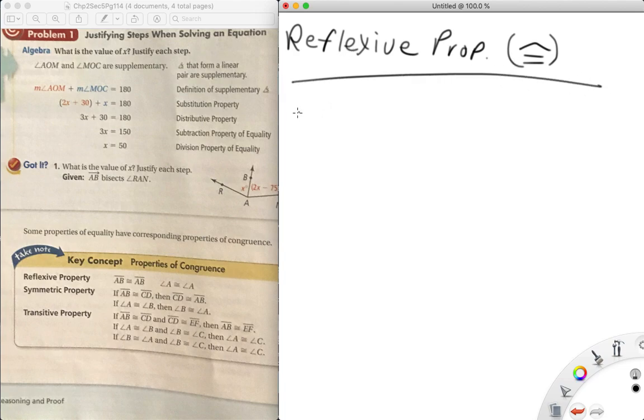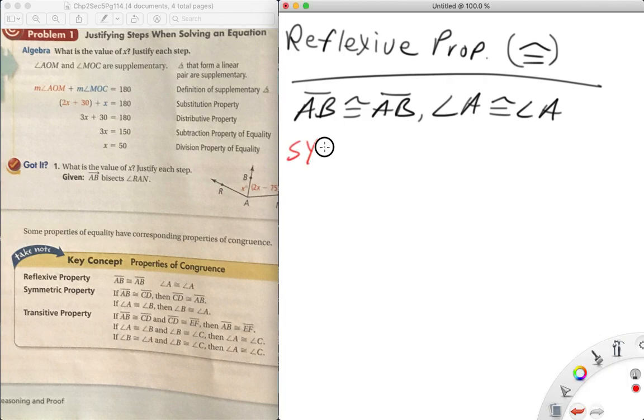So there's two of them. There's one for segments and there's one for angles. So I have any segment is congruent to itself. I can also say that any angle is also congruent to itself, by using the reflexive property of congruency. We also have the symmetric property of congruency, also for segments and for angles.